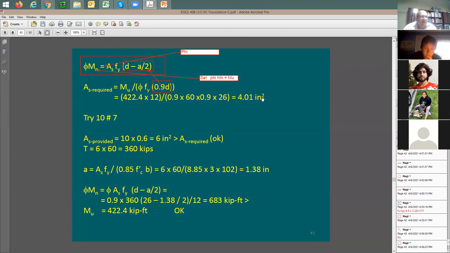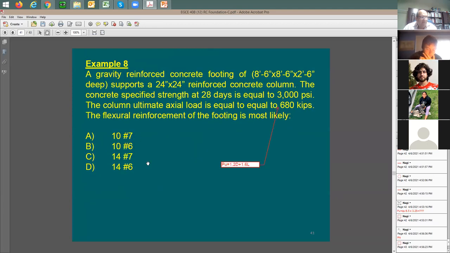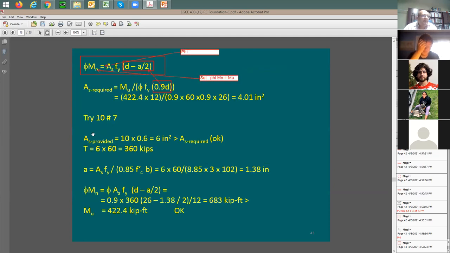This is going to be throughout the entire footing. So I said, let me put here 10 number 7. How did I come up with this 10 number 7? I'm going to take you back to here. I have a few options, 10 number 7, 10 number 6, 14 number 7, 14 number 6. So I'm going to pick the first one, just to start with it and see if it's going to work or not. Here's AS. The tension provided, because we assume here yield strength is going to be happening. So it's going to be 6 square inches times 60. Now find out the A value, like compression block depth. We went through this already. This is going to be a very simple rectangular section. And we looked here at phi Mn, and phi Mn turned out to be 683 kip-foot, more than M sub U. We said, okay, good. This is going to be a good design for the footing. So here's what happened.